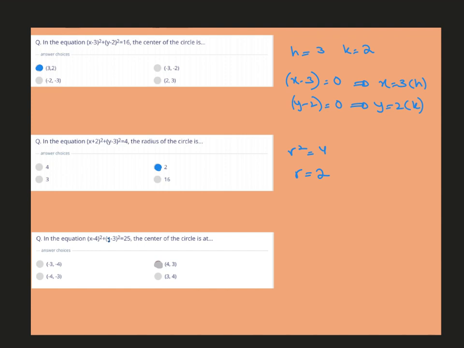The third one is, we again have the equation of the circle and we have to still find the center. Clearly center is h comma k, which is 4 comma 3.